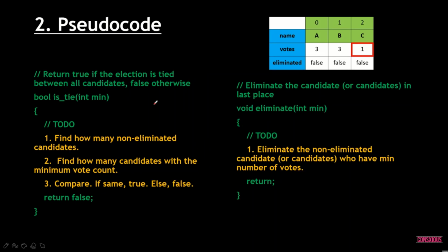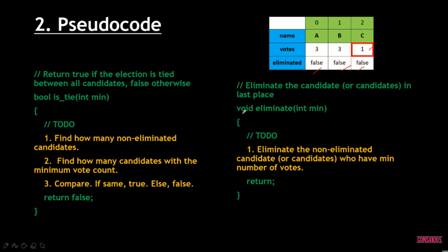Next we're going to find the Boolean is tie. We compare whether the number of non-eliminated candidates, for example here there are 3, equals the number of candidates with the least votes. There's only 1. If the same, true, else false. So you can see here there are 3 non-eliminated candidates, and only 1 candidate has the least vote count. So we can prove that the two are not equal, so there is no tie for this case.